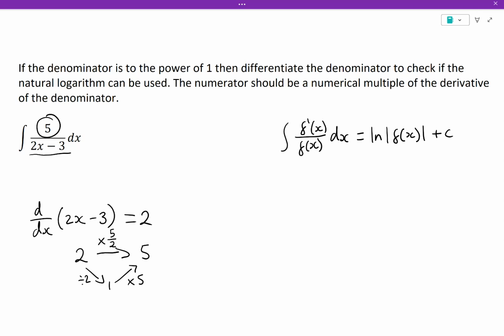So then we can write out our answer. It's going to be ln, a natural logarithm of the modulus of the 2x subtract 3, which is the denominator, and then we're going to have to put the 5 over 2 in front, like that. And then it's going to be plus c. Now let's have a look at our next scenario.